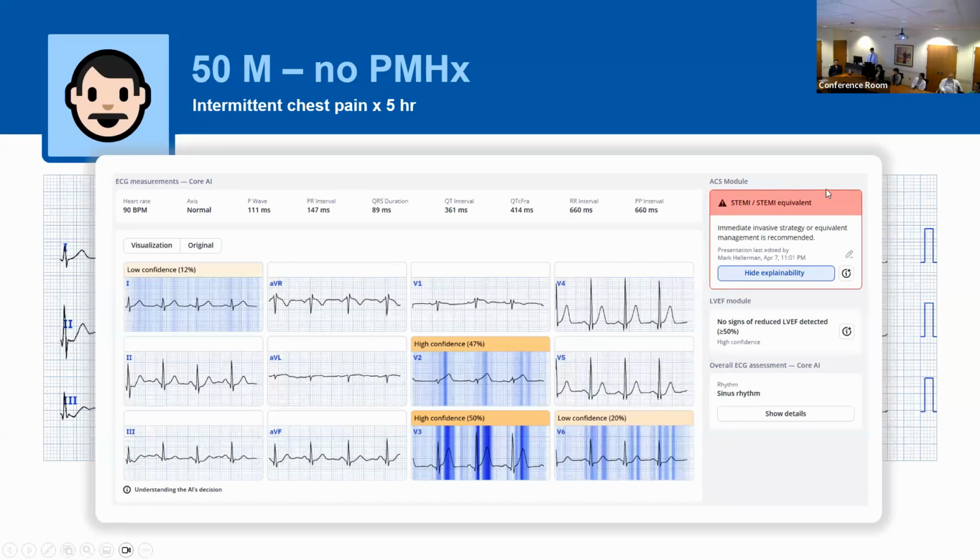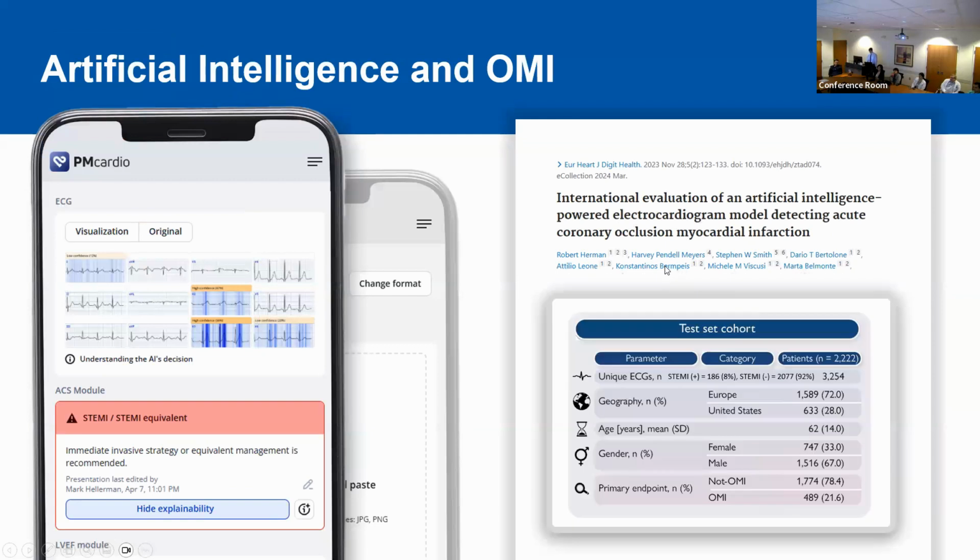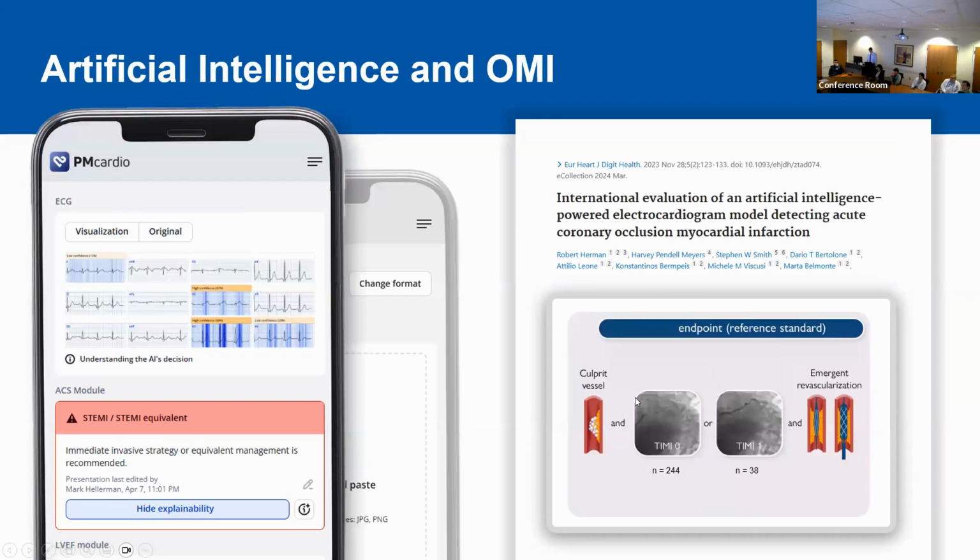If it's concerned, it will now report it as a STEMI equivalent. It also has a kind of visual overlay that they refer to as the explainability, which allows you to peek under the hood and see what leads they're most concerned with. This model underwent international evaluation with over 3,000 EKGs between Europe and the United States.